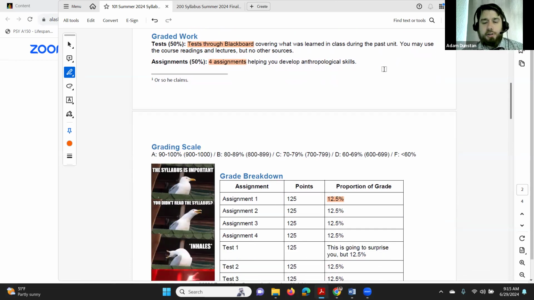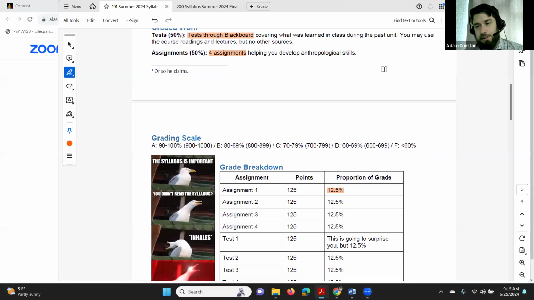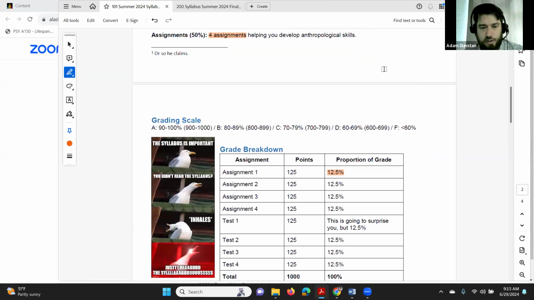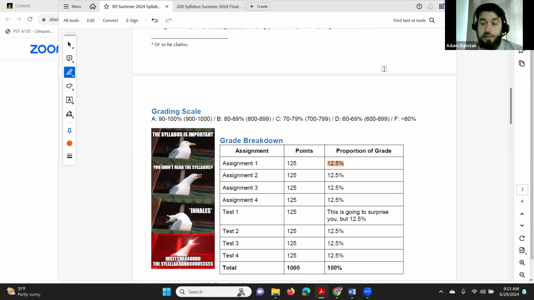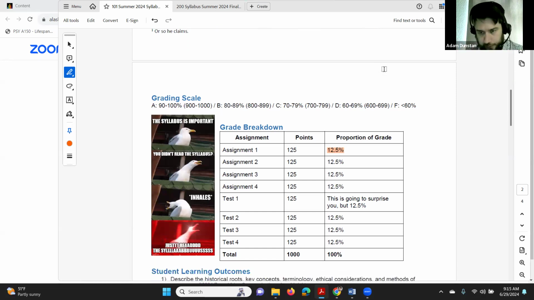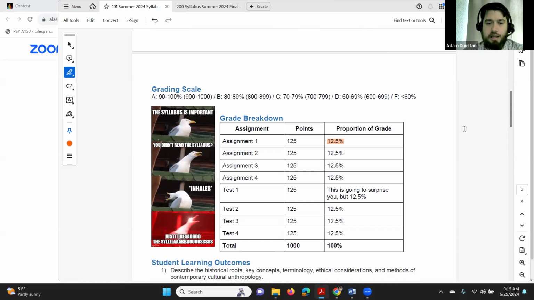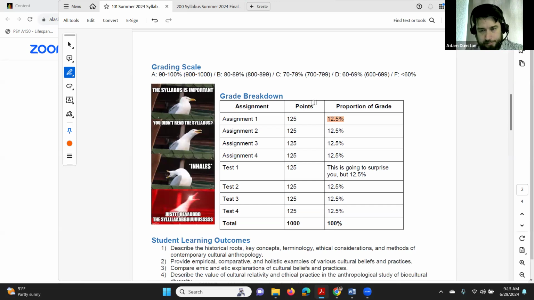The basic breakdown of the course is that tests are 50% of your grade, and assignments are 50% of your grade. There are 4 tests, 4 assignments, and 4 units. So basically 1 test per unit. A unit is like a big overarching topic. So there are 4 tests for the 4 units, worth about 50% of your grade. The assignments too are worth 50% of your grade total, and there are 4 of them.